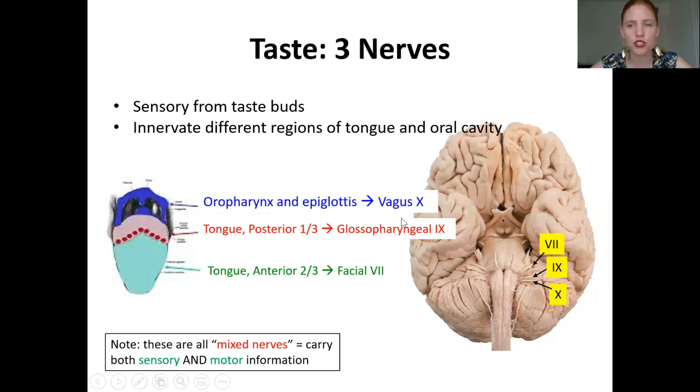And the vagus nerve especially does a lot of things in the body. For example, it can regulate heart rate. It's also involved in reflexes such as secretion of gastric juices in the stomach. So that vagus nerve is very common throughout the body.